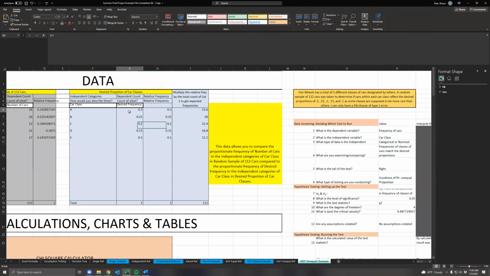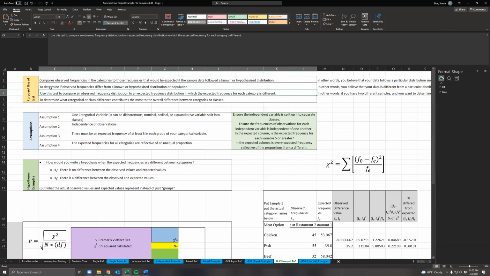And the reason why is we have these desired frequencies or the hypothesized frequencies. And so we copied and pasted this. So if you, hold on.